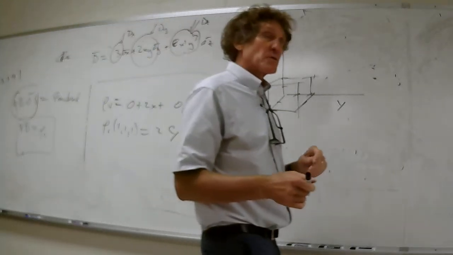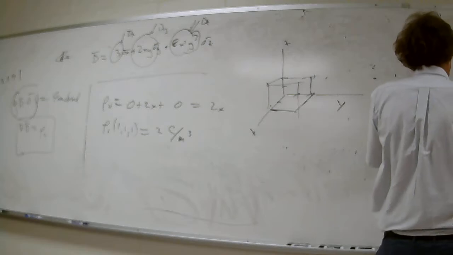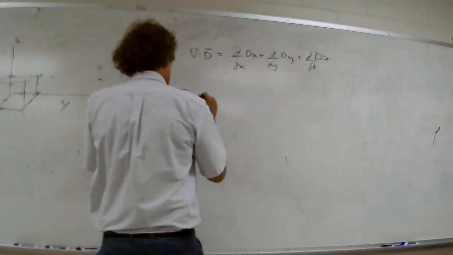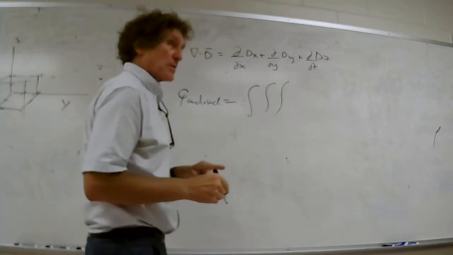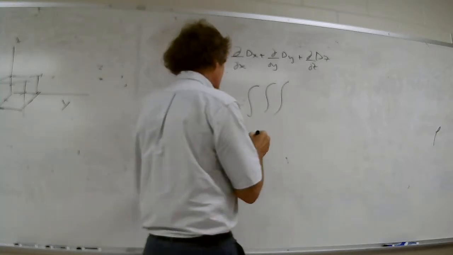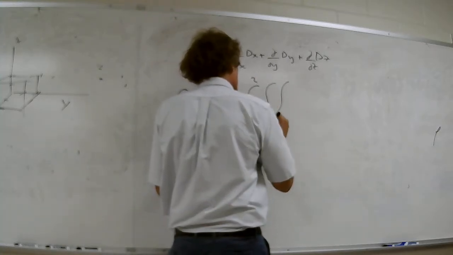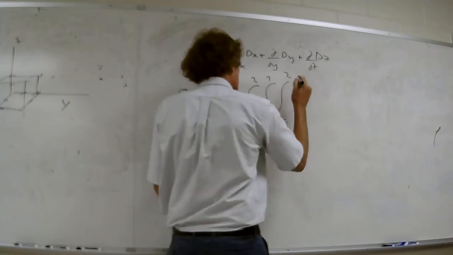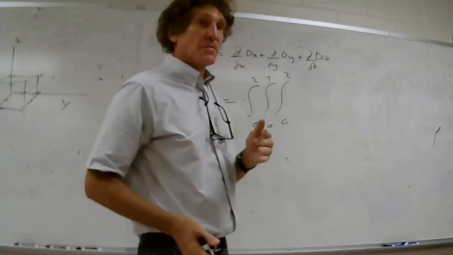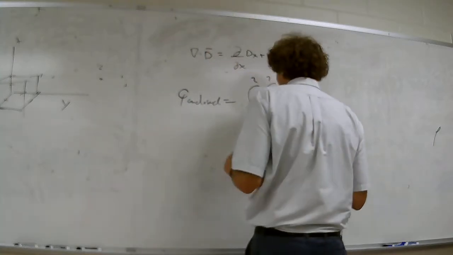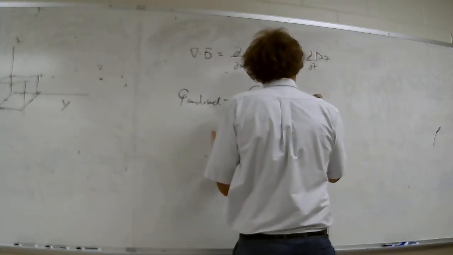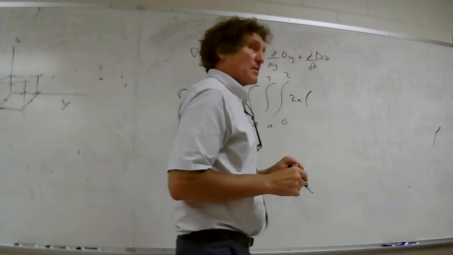I'm going to start with the divergence. So if I want to find the charge enclosed in this, it would be a triple integral because it's a volume. All the variables would be from 0 to 2, 0 to 2, 0 to 2, the limits of x, y, and z. Y'all with me? Then I put in the divergence, which is 2x, then the differential volume, right?